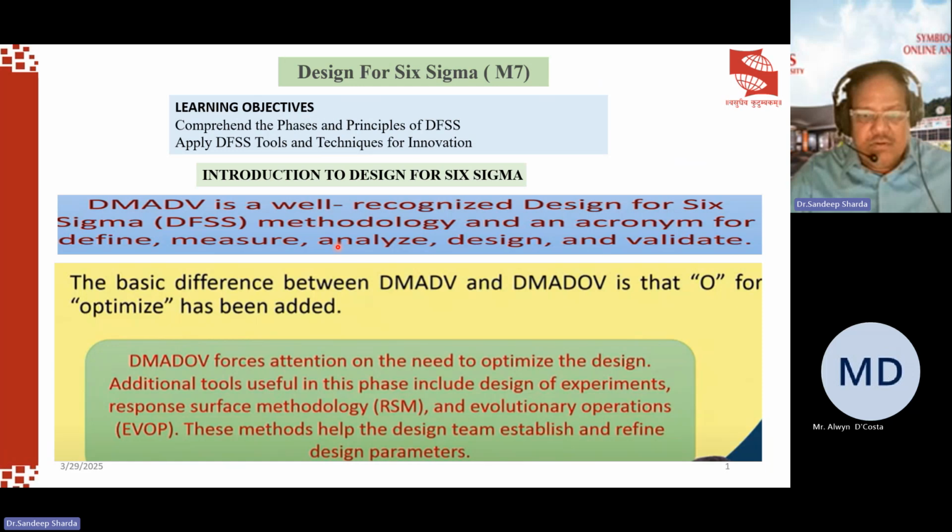Now there are two other terminologies, DMADV and DMADOV. So O also stands for optimize. So DMADOV forces attention on the need for optimizing the design. Additional tools useful in this phase include design of experiments, response surface methodology, and evaluation of operations. These methods help the design team in establishing refined design parameters.